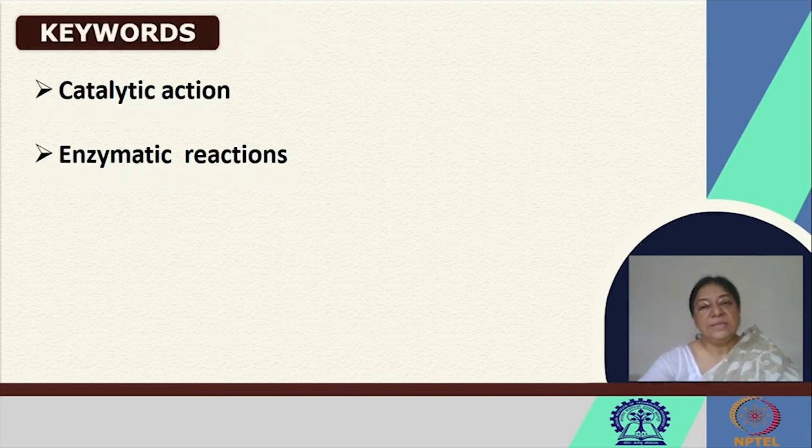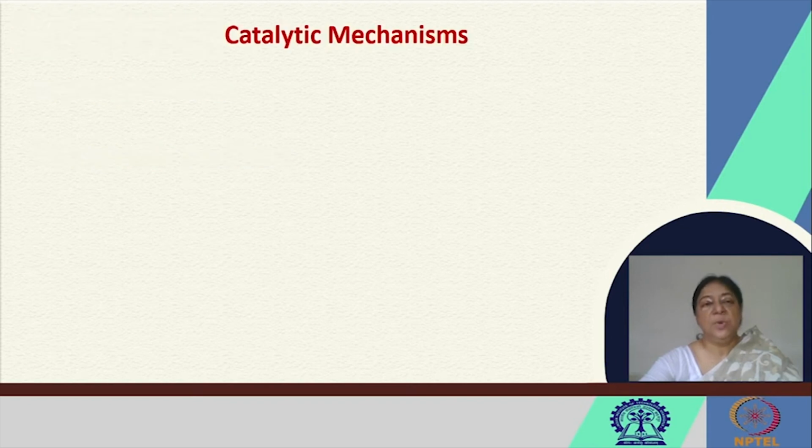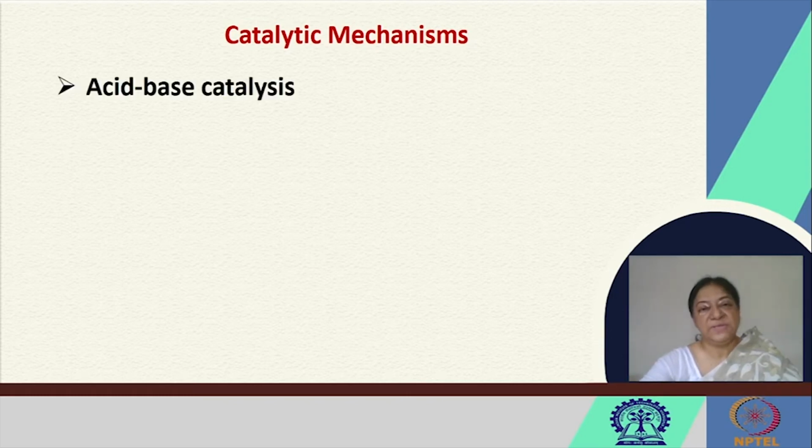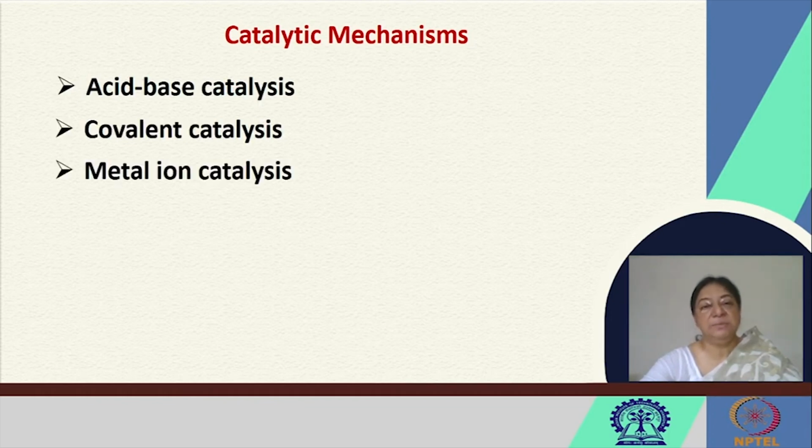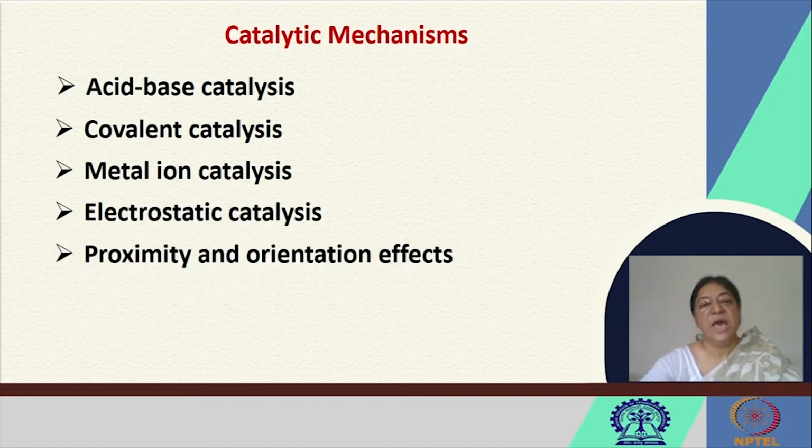We will look at catalytic actions and enzymatic reactions. To understand this, we need to know what kind of catalytic mechanisms are possible. These are acid-base catalysis, covalent catalysis, and metal ion-based catalysis. Some or all of these involve electrostatic interactions, and the proximity and orientation effects, which we had visited in protein-ligand binding.